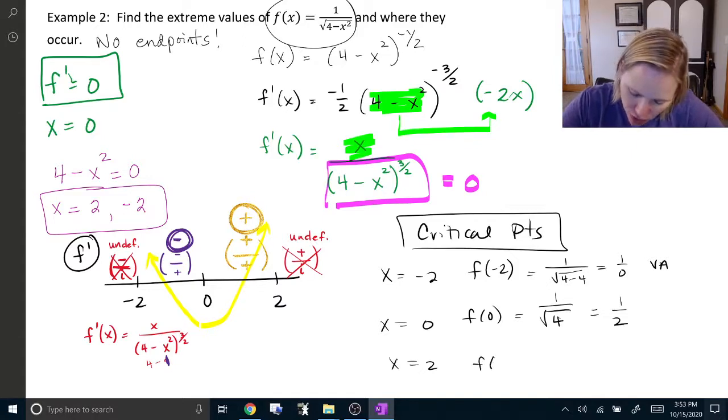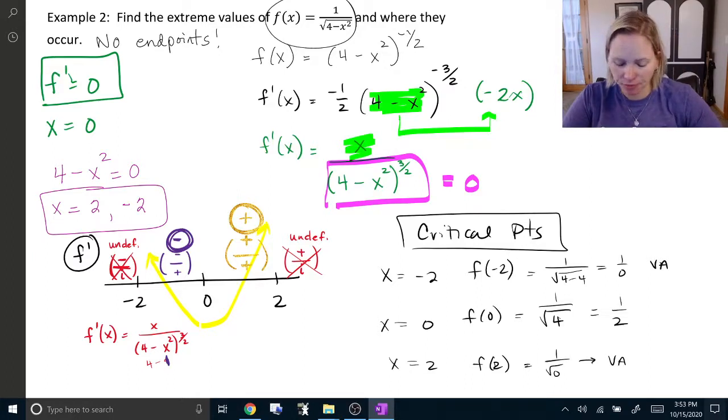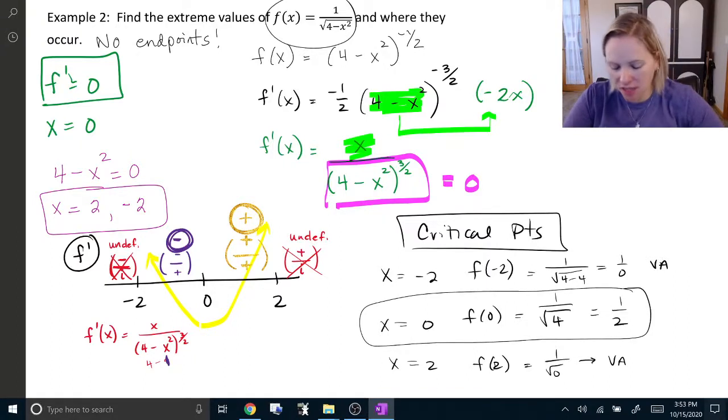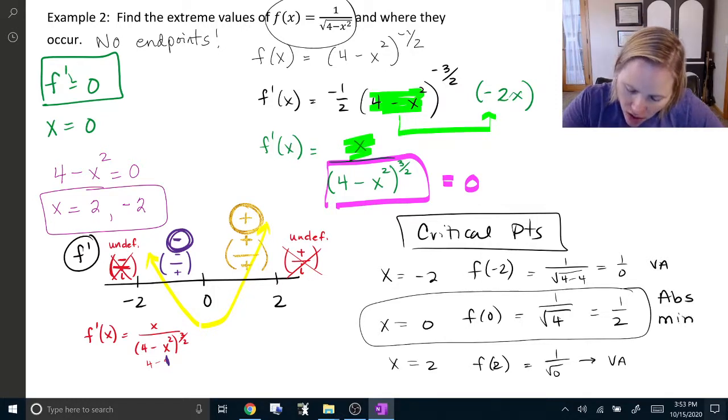And if we plug in 2, we're going to find the same thing. We get 1 over the square root of 0, which implies there's some sort of a vertical asymptote there. So truthfully, we only really have one critical value here. We have one extreme value here, and it's at the point (0, 1/2). And based on my sign chart, it must be a minimum because my function is decreasing and then increasing. So we're going to call this our absolute minimum because there's no other place where we have a critical point. And 2 and negative 2 are our vertical asymptotes.